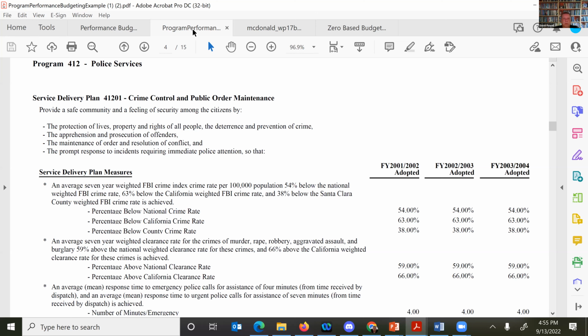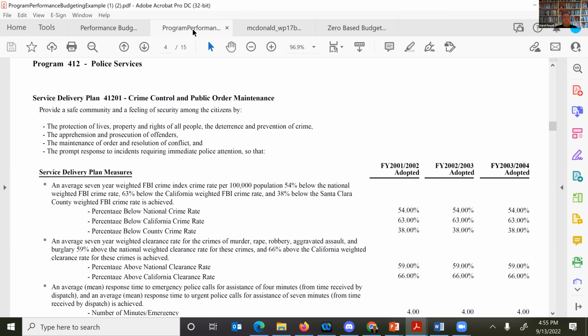This example comes from Sunnyvale, California, and this is for a program called Police Services. So again, they're not budgeting according to the police department. This is a set of services known as Police Services. Now, you can have other departmental activities from other departments that contribute to police services. So maybe you might have a separate emergency preparation department, and some of their work, some of their activities may contribute to what's going on here in this program known as Police Services.